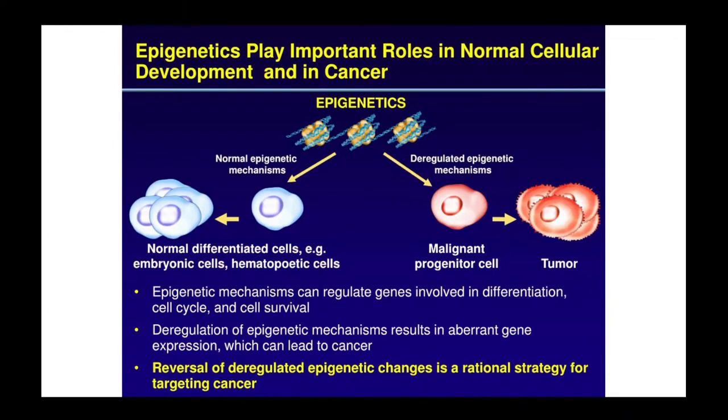The epigenetic mechanism can regulate genes involved in differentiation, cell cycle, and cell survival. Deregulation of epigenetic mechanisms results in aberrant gene expression, which can lead to cancer. Reversal of deregulated epigenetic changes is a rational strategy for targeting cancer.